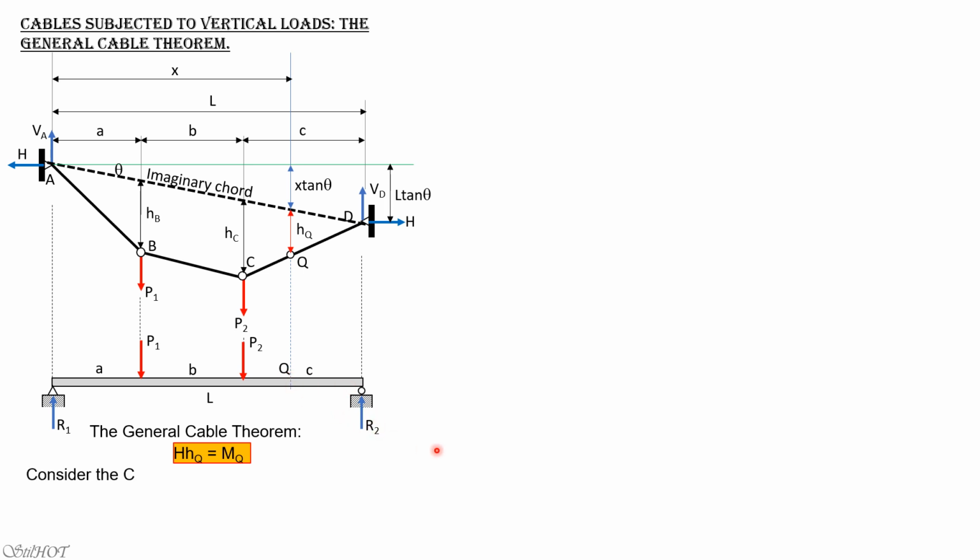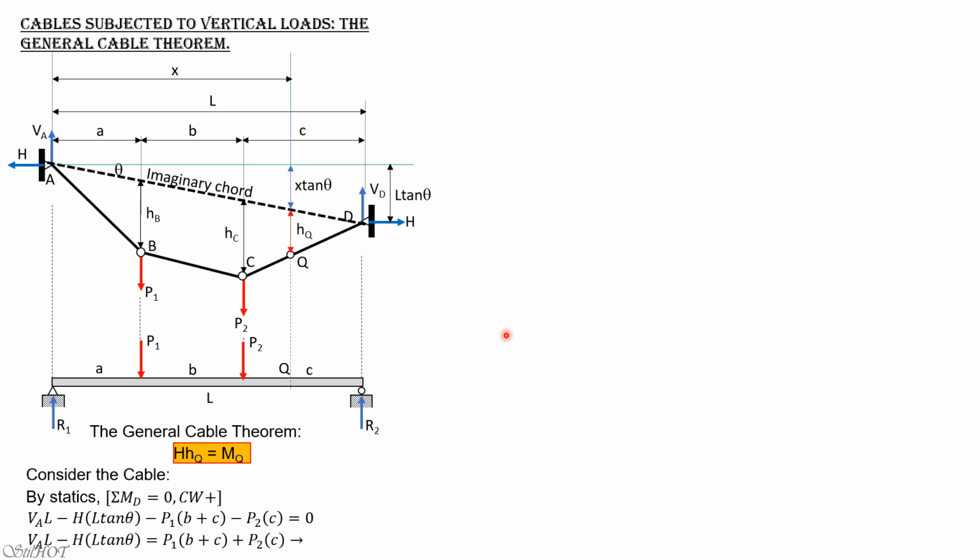So let's continue. Let's consider the cable first, considering the entire system. By statics, summation of moment about D equals 0, and considering clockwise positive, our equation would be V sub A times L minus H times L tangent theta, then minus P1 times the moment arm, which is b plus c, minus P2 times c equals 0. So V sub A times L minus H times L tangent theta equals P1 times b plus c plus P2 times c. Let's call that equation 1.